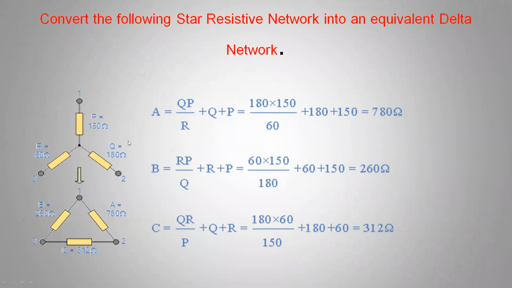You are calculating A, multiplying P and Q, with the remaining value R: PQ by R plus Q plus P. You are calculating one resistor. Next B, you multiply P and R. Check here, not this one but the remaining: P and R, both, and what remains is Q plus R plus P.